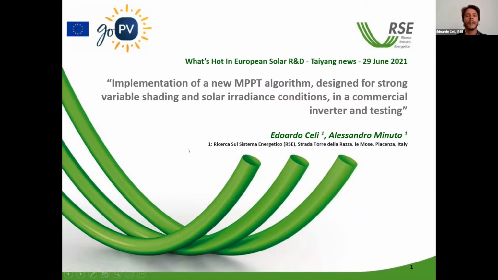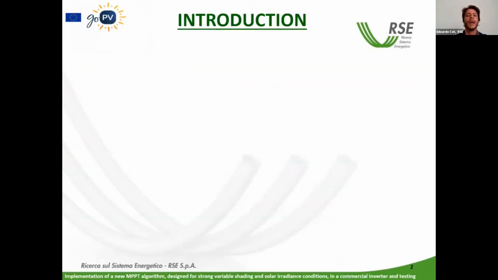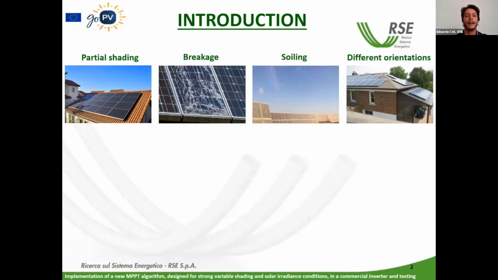We are involved within the European GoPV project in several tasks, and in particular, my colleague Alessandro Minuto and I are working within Task 3 about the inverter development. The title is Implementation of a new MPPT algorithm designed for strong variable shading and solar irradiance conditions in a commercial inverter and testing. Let's start by looking at these images.